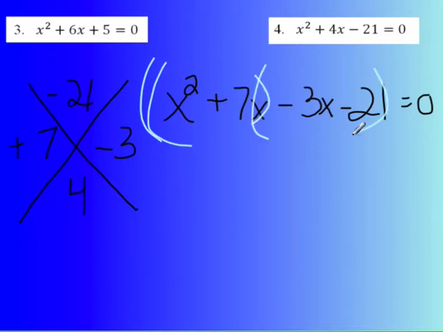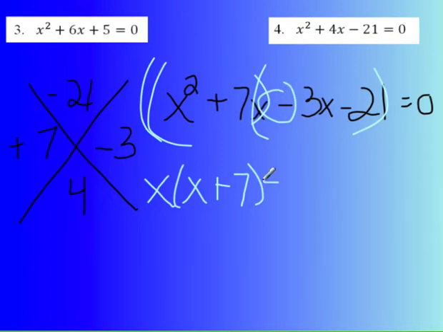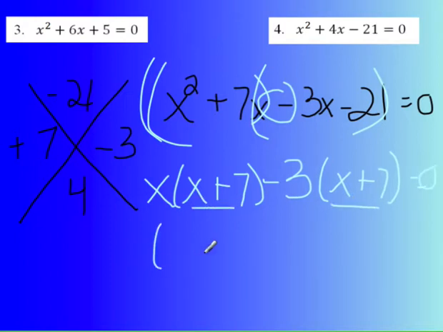Between x squared and 7x, I can divide out an x. So I'm dividing each term by x, which is x plus 7. Then, because the term on the inside is negative, I need to take out a negative GCF. So between negative 3 and negative 21, I can take out a negative 3. And that leaves me with x plus 7. Again, equal to 0. So my leftovers here are matching, so I can factor those out.